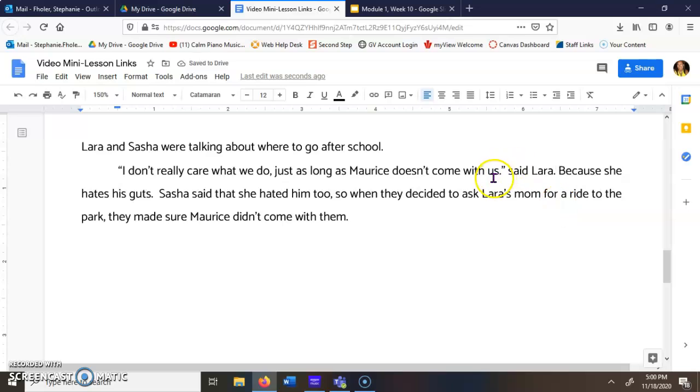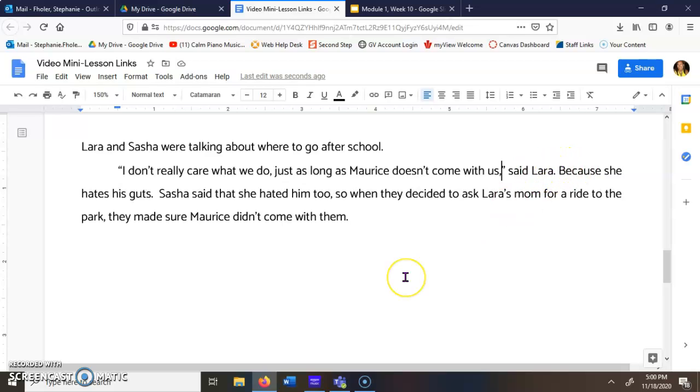Okay, now you might notice that we've got now two periods in our sentence, which is not going to work. So the way we punctuate dialogue, we change that to a comma. So we've got comma, quotation mark, said Lara, period. All right, that's how we punctuate.